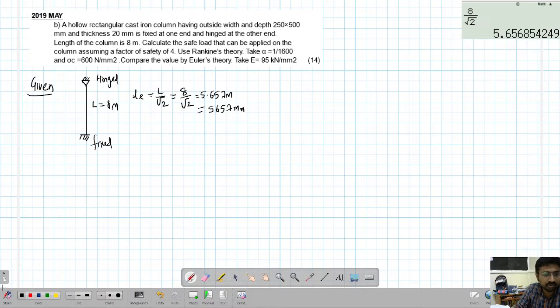And now it is a hollow rectangular column. So let's draw that. This is the outer dimension which is given. Outer dimension is given as 250 by 500. So this is 250, this is 250, and this is 500.